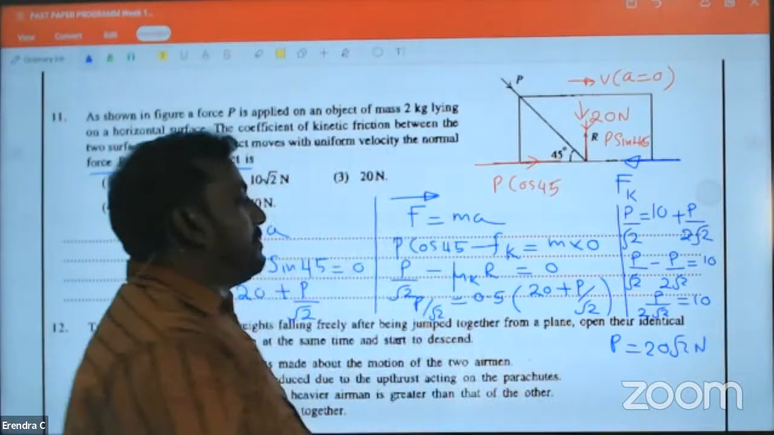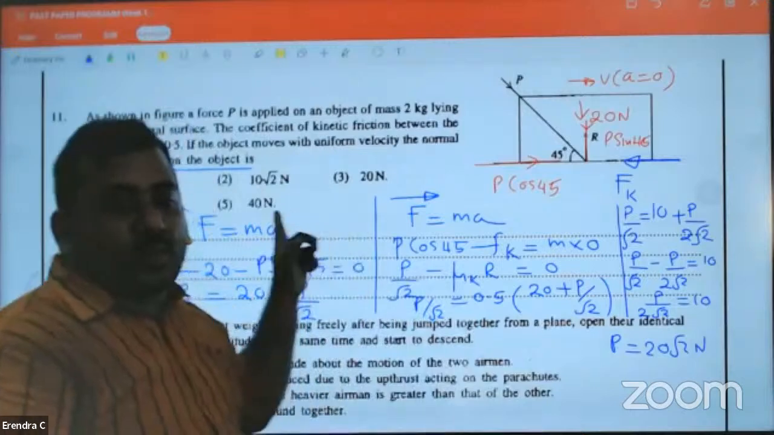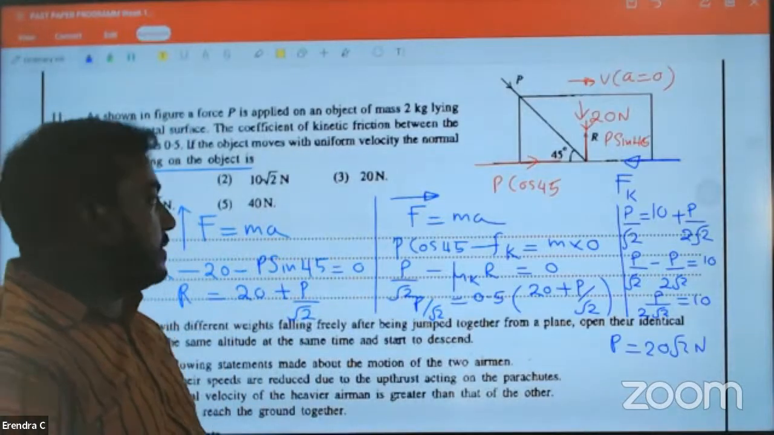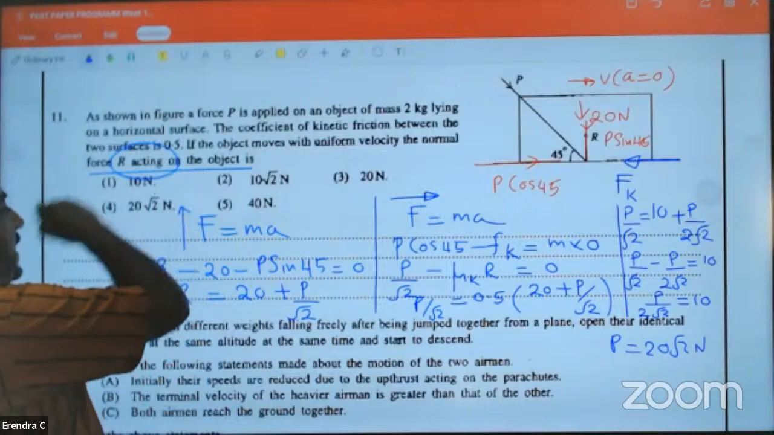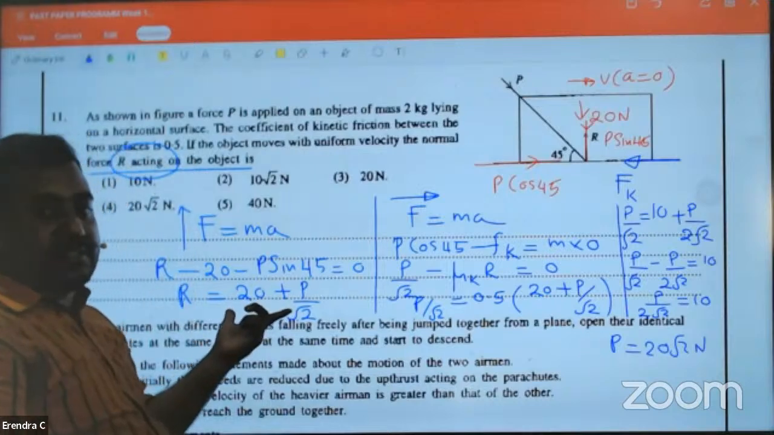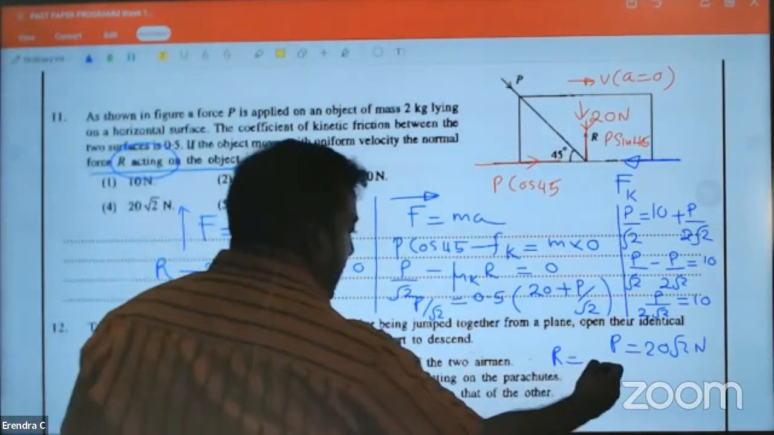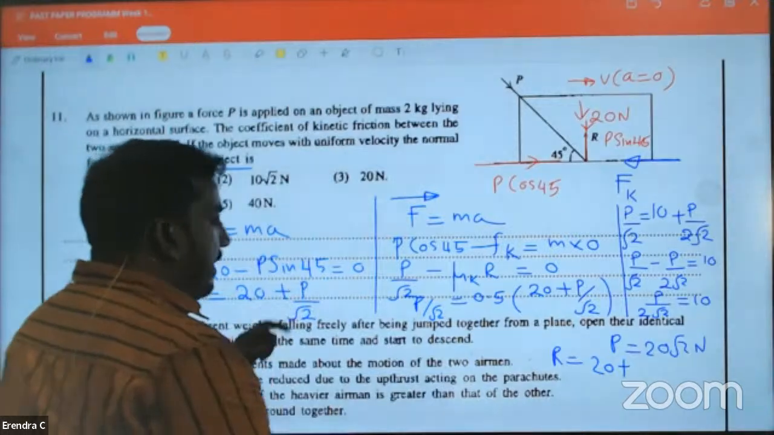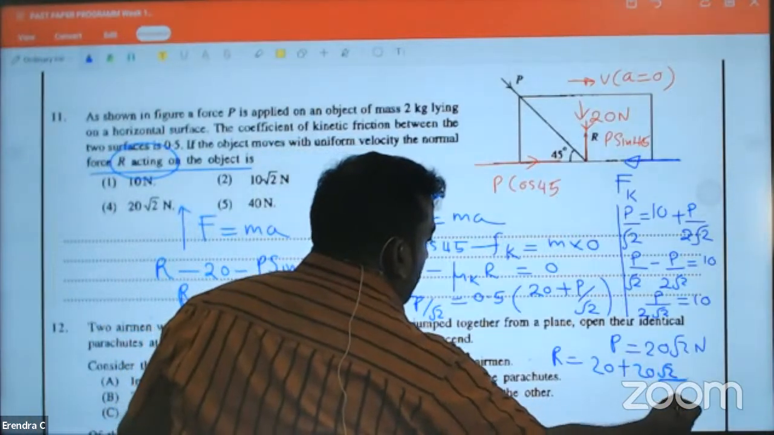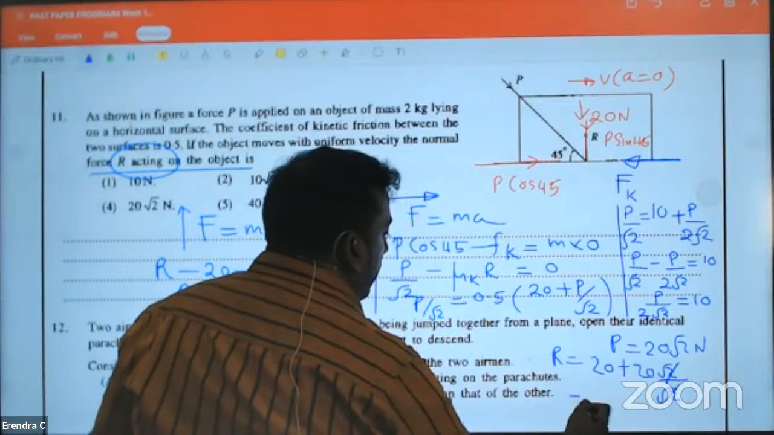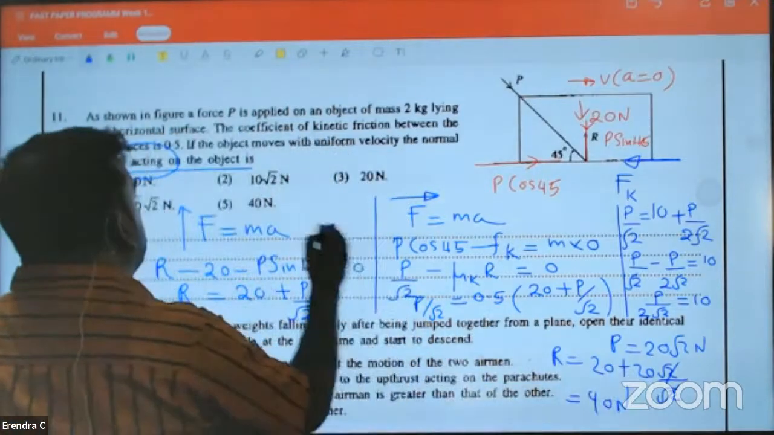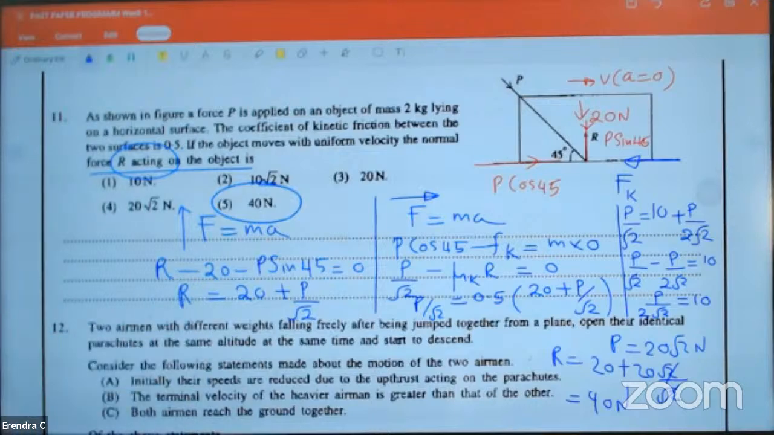Some people make the mistake: the moment you see this, quickly you will go and underline. Wrong. They want the normal reaction acting. Normal reaction means substitute here. R is equal to 20 plus P divided by root 2, which is 20 root 2 divided by root 2. Root 2 cancels off. Correct answer 40 newtons. 40 newtons means answer number 5. Okay, no? Answer number 5.